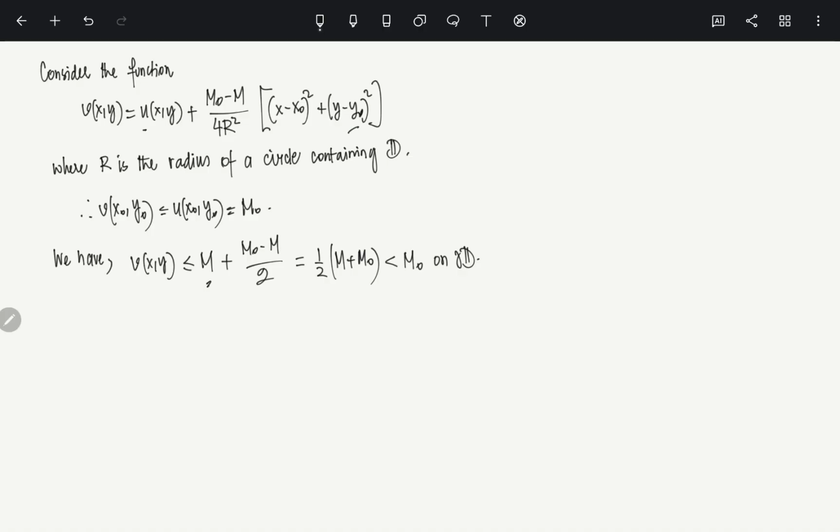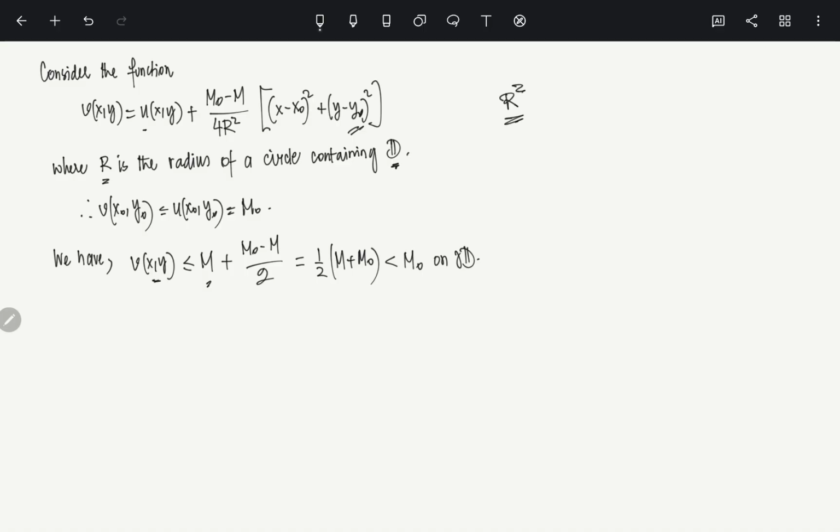If you think about it, this particular term on the boundary, (x minus x naught) squared plus (y minus y naught) squared, that is essentially your r squared, right? So if you cancel it out, it becomes m naught minus m by 2. See, r is the radius of the circle which contains D naught. So the distance between (x, y) and (x naught, y naught) is r.